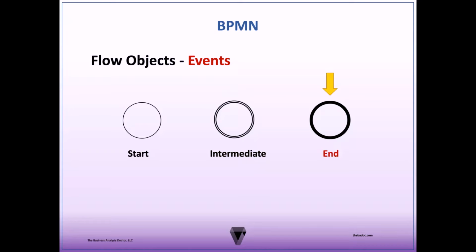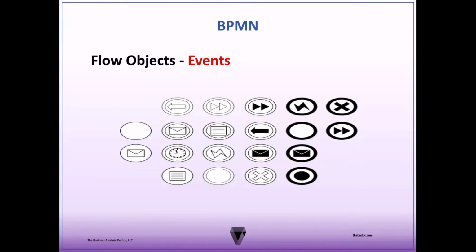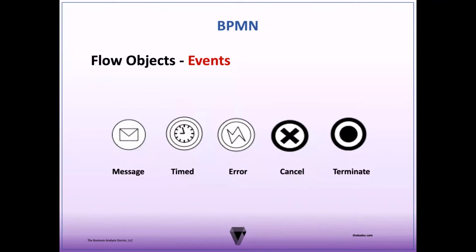An end event indicates where a particular process ends. This event will not have any outgoing sequence flows as it terminates the process. End events are presented as circles and must be drawn with a single thick line. There are several markers that can be used to represent the different dimension types of events, but these are the most common.